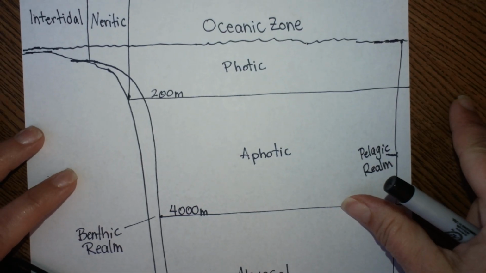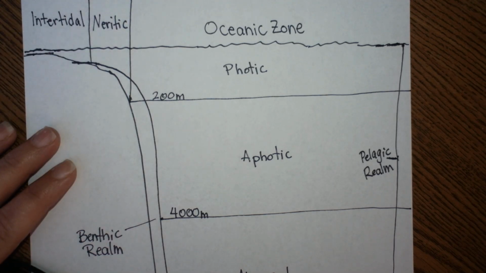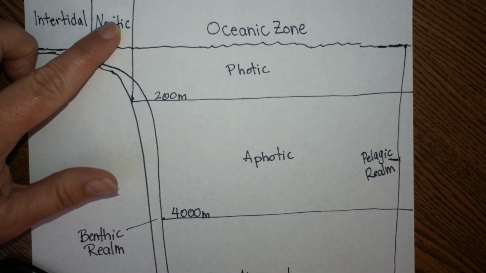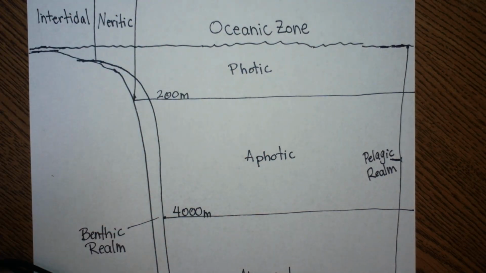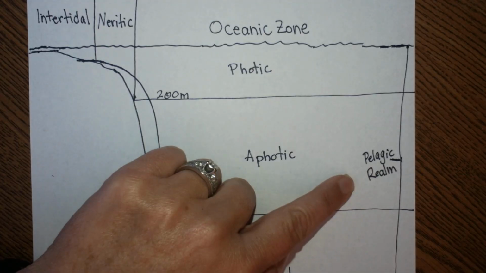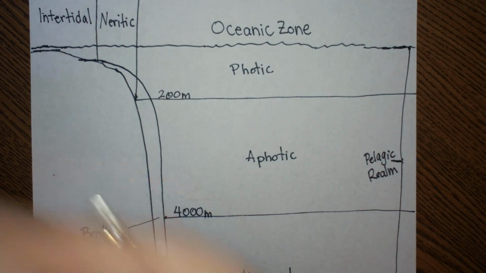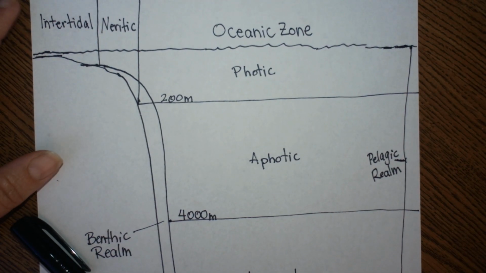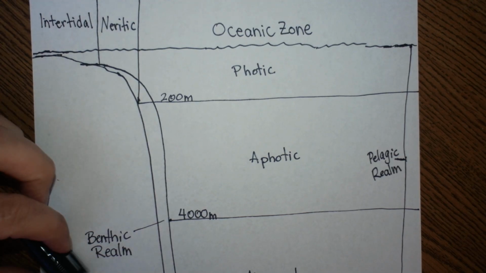Then after you get this part done, after you get all of your zones labeled, you need to add 15 different organisms to your poster. You need to have at least one organism in each zone. So intertidal, neritic, photic, aphotic, abyssal, benthic realm, and then the pelagic realm encompasses these 3 zones. So you're going to have organisms in there automatically. But you need to have at least 15 organisms on your paper, and that's going to be the research part of this project.